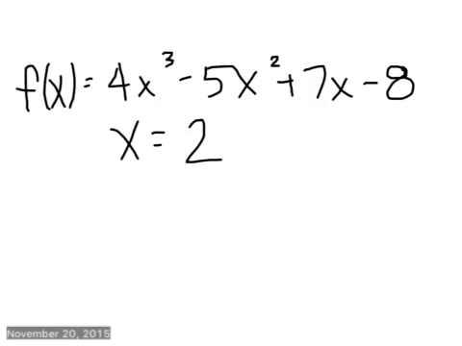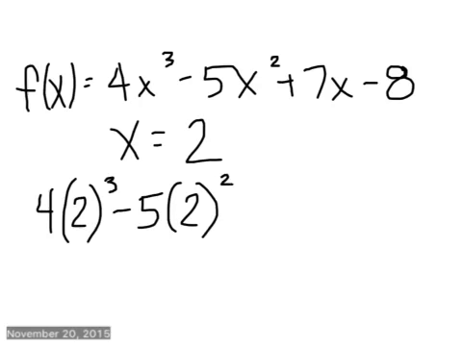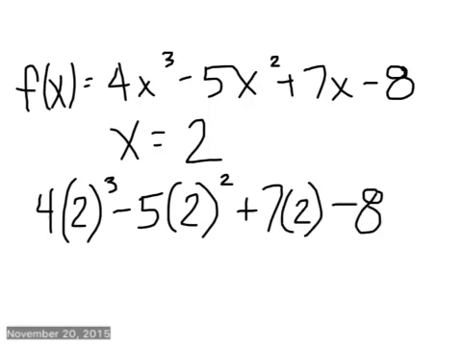Have you done that before? Have you plugged in a number and seen what you got? Absolutely. How many times have you done that in your life? Too many to count. So, 4 times 2 to the third minus 5 times 2 squared plus 7 times 2 minus 8. You're plugging in the number 2. When you plug in a number for a letter, please put it in parentheses, because what happens if you don't? Sometimes it might look like a different number, or if it was a negative, you might get the negative sign wrong, and then that's a problem.